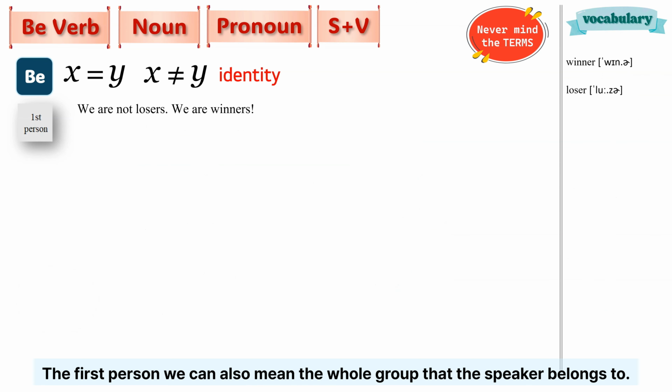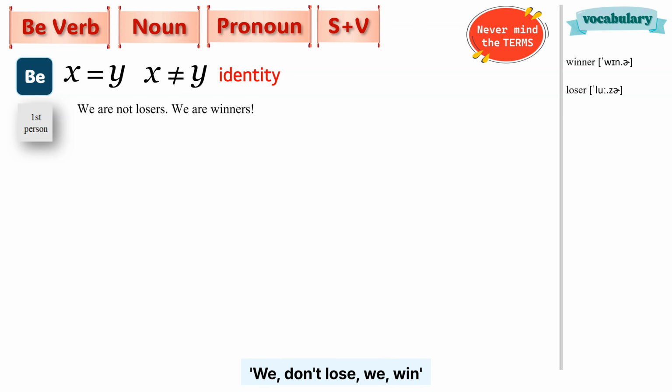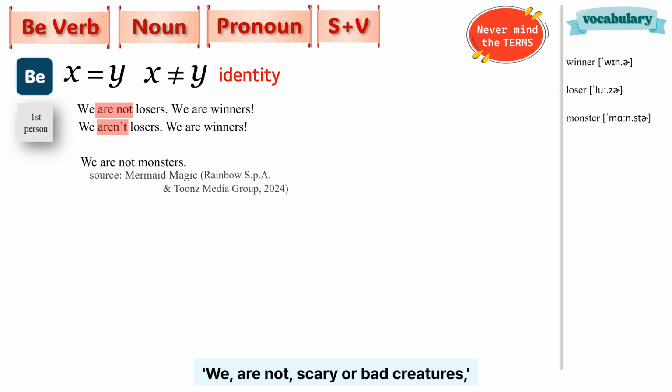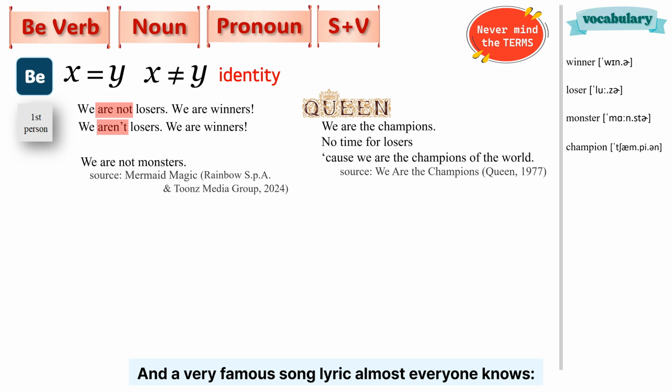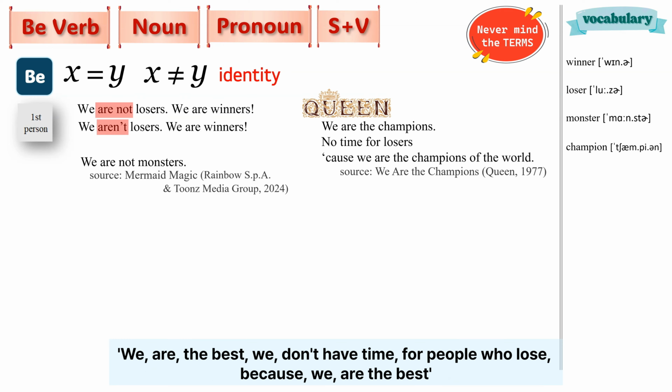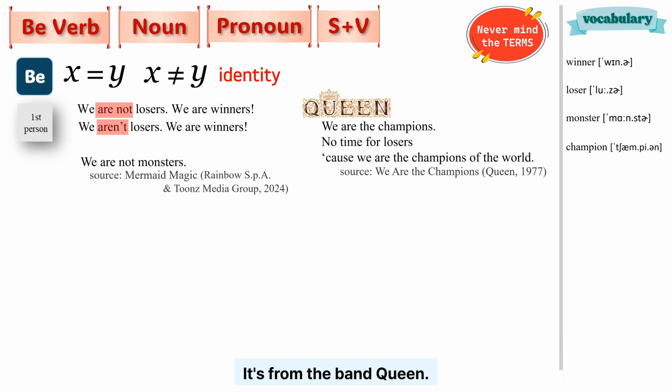The first person we can also mean the whole group that the speaker belongs to. For example, we don't lose, we win. This can also be shortened. We are not scary or bad creatures, which is a famous movie line. And a very famous song lyric almost everyone knows. We are the best. We don't have time for people who lose because we are the best. It's from the band Queen.